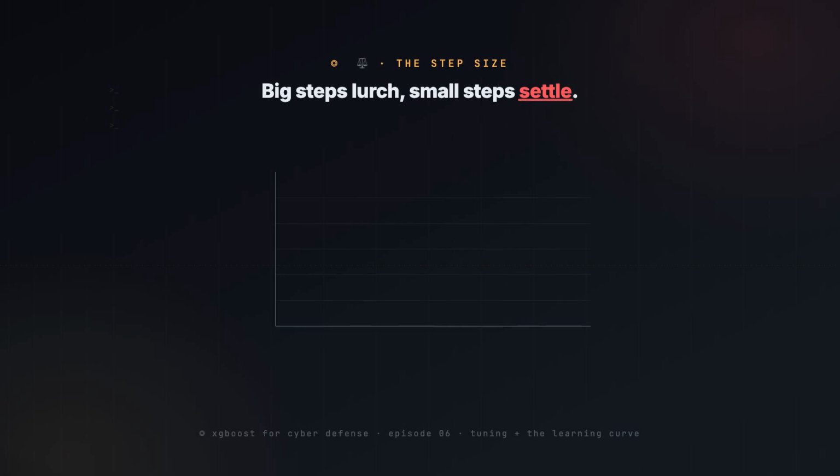Next knob, eta, the learning rate, and the trap is: big steps train faster, so use them. Each boosting round adds one tree scaled by eta. At eta 0.5, the model lurches. It overcorrects on the loud flows, the validation curve gets jagged, and it overfits in 40 rounds. At eta 0.1, each tree nudges gently. The ensemble averages out the flow noise over hundreds of rounds, and the validation floor drops to 0.087.